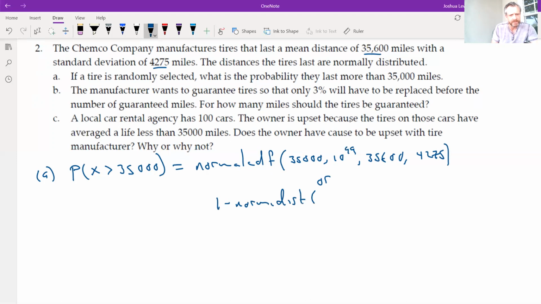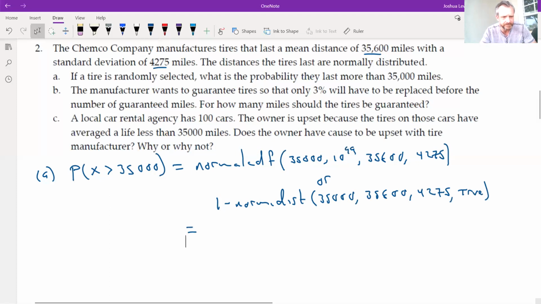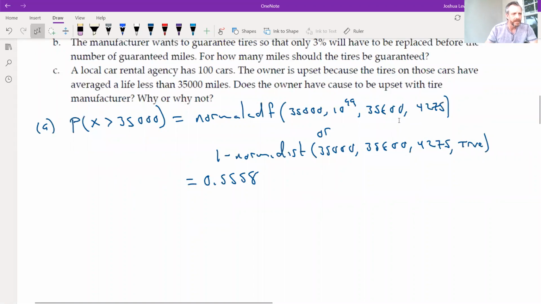Or if you're using Excel, you'll be doing 1 minus norm.dist, and then 35,000, 35,600, 4275, and true. Either way, let's see what we get. Let's see. Give me just a second here. 0.5558.